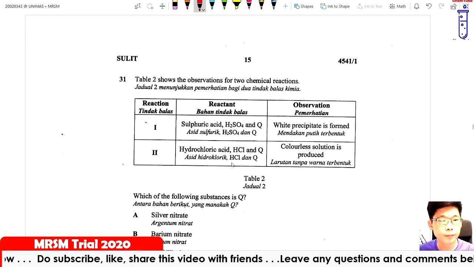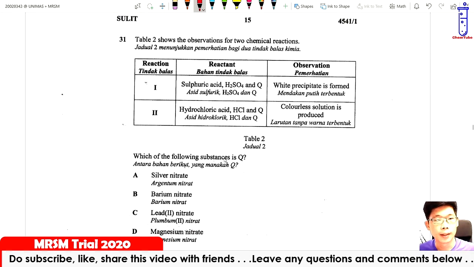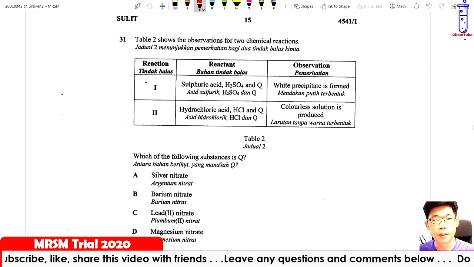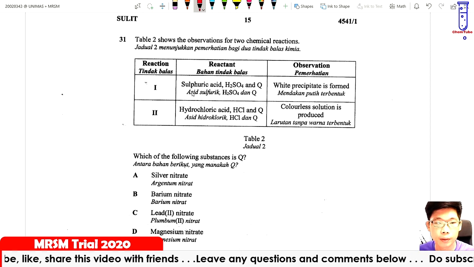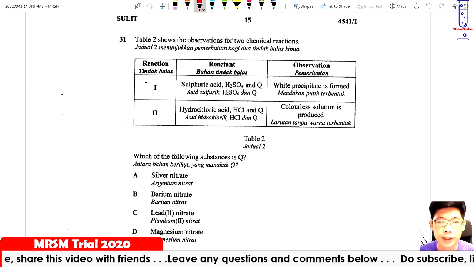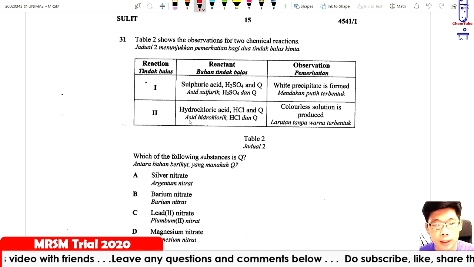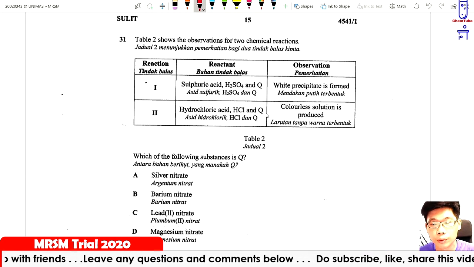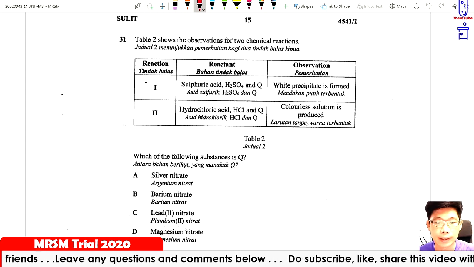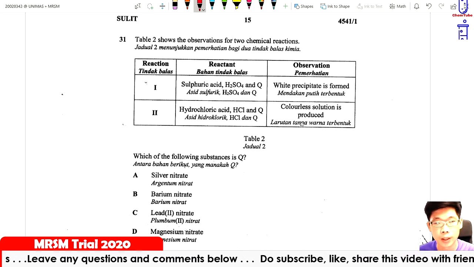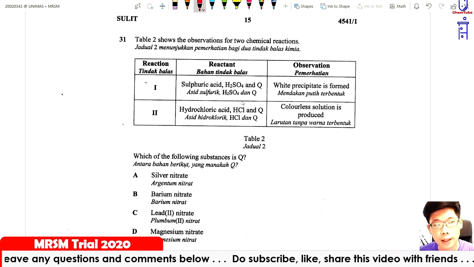31. The table shows the observations for 2 chemical reactions. First, put in sulfuric acid and Q, then we get a white precipitate. Hydrochloric acid with Q forms a colorless solution. Colorless solution, so meaning that, let's see.